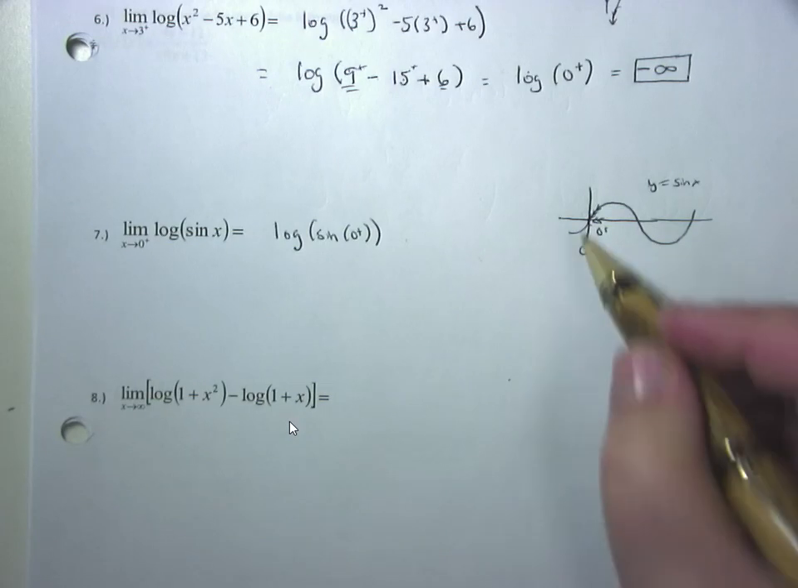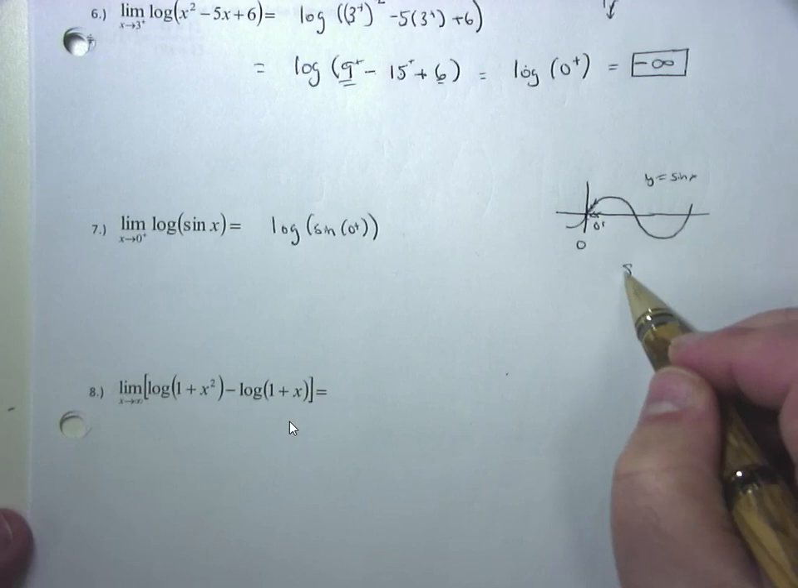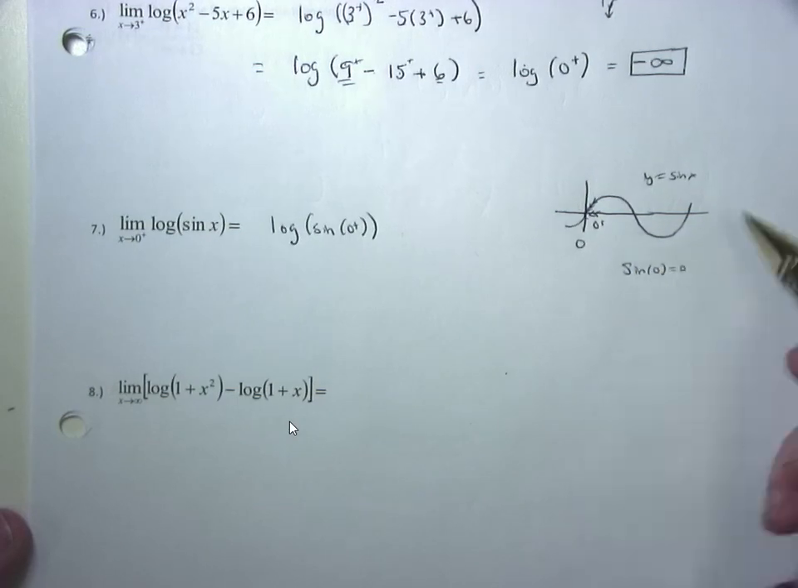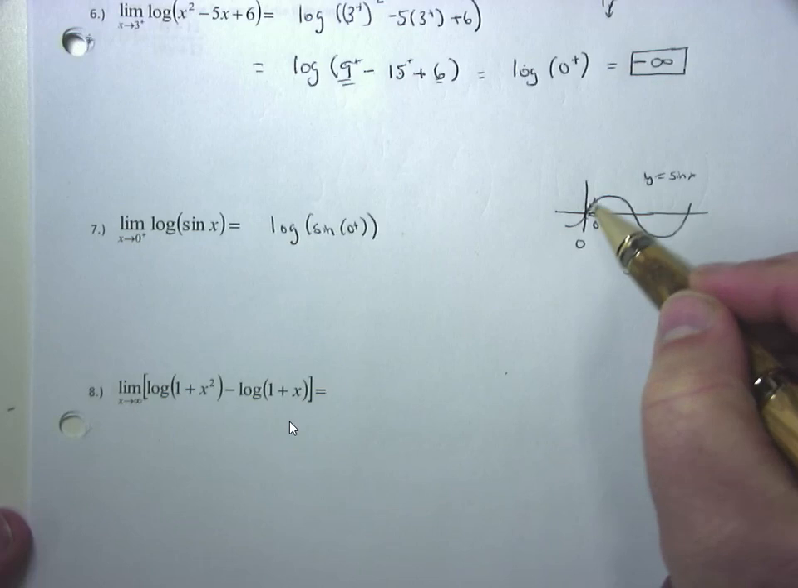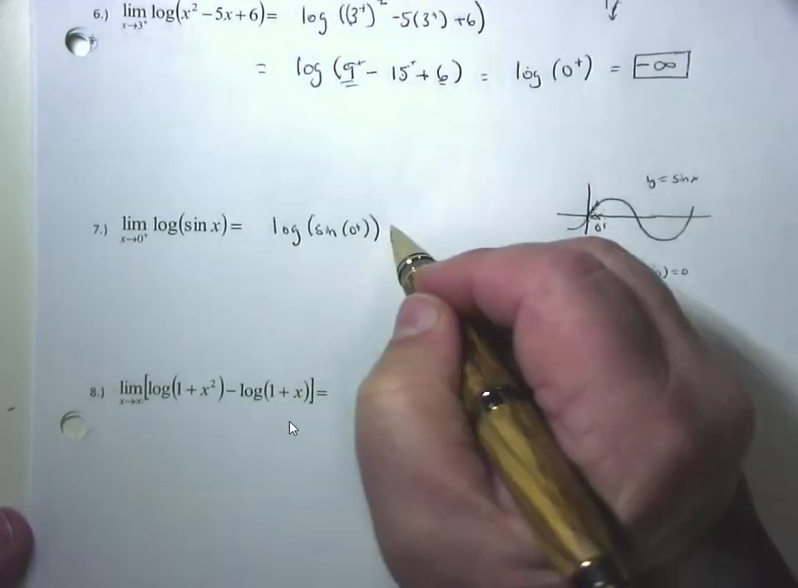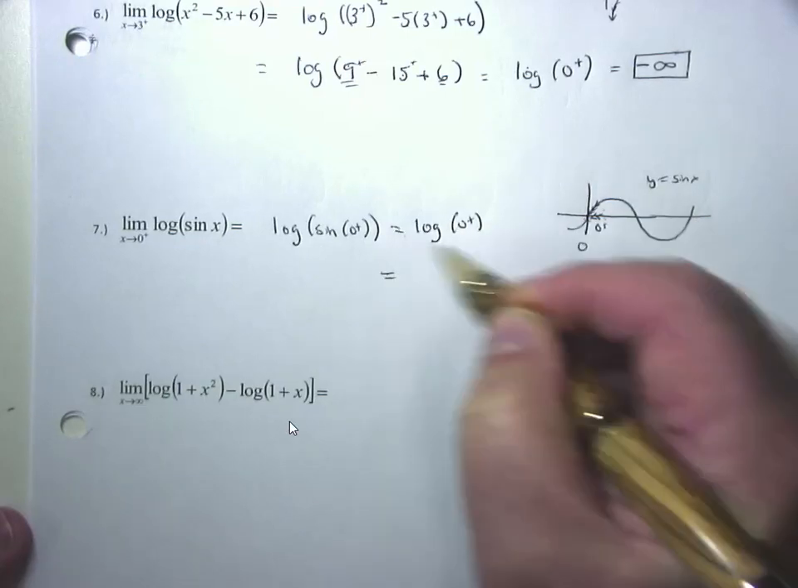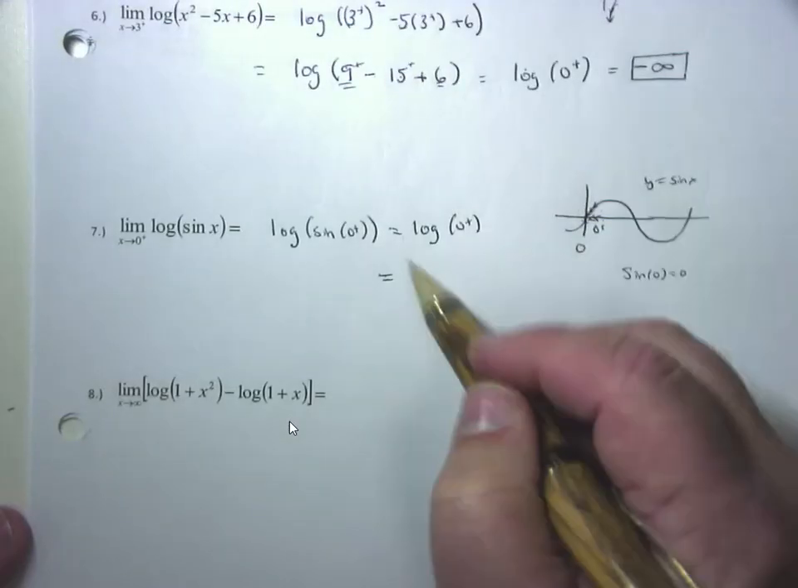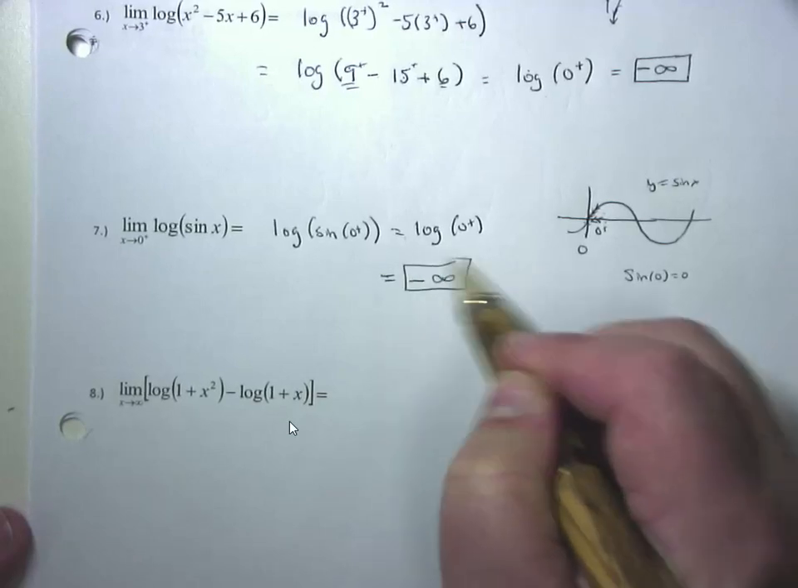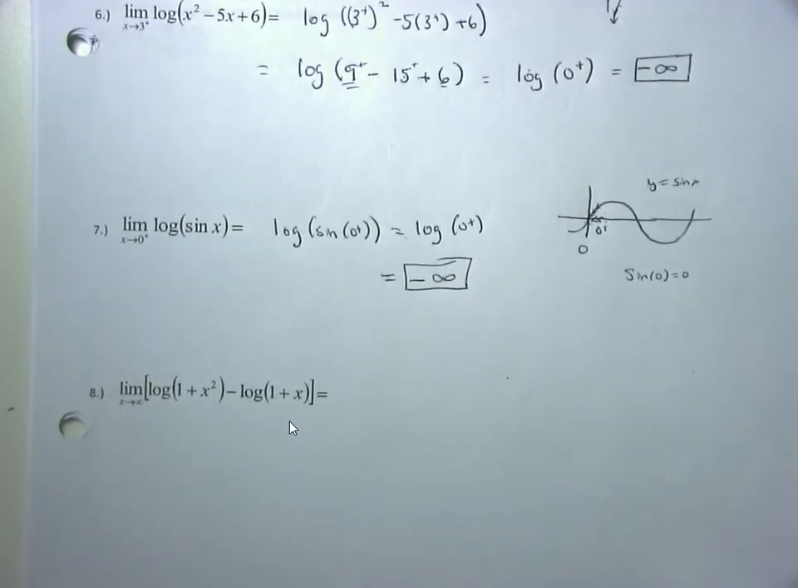The sine of 0 is what? Things we know from high school trig. Sine of 0 is 0. However, because we're approaching it on the plus side, the sine of 0 on the plus side is 0 on the plus side. So this will be the log of 0 on the plus side. And again, what's the log of 0 on the plus side? Just like in the last problem, things we know from limit laws, the log of 0 on the plus side is negative infinity. Now, pay attention to the next one, and then you're going to be beginning to see why these log properties are important.